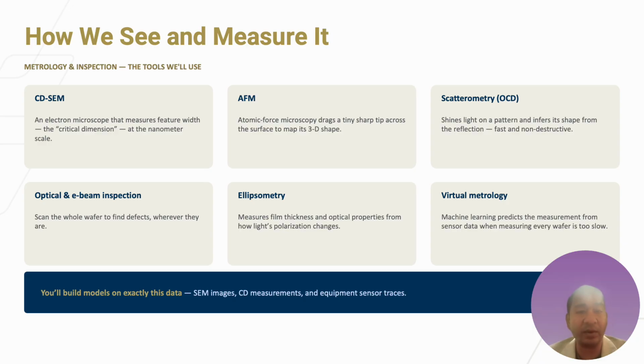Scatterometry shines light on a repeating pattern and works out the shape from the reflection quickly and without damaging the wafer. Optical and E-beam inspection scans the whole wafer, hunting for defects. Ellipsometry measures how thick a film is from the way it changes polarized light. And virtual metrology, which becomes a big theme later, uses machine learning to predict a measurement when actually measuring each wafer would be too slow. We'll build models on exactly this kind of data: microscope images, measurement numbers, and sensor traces.